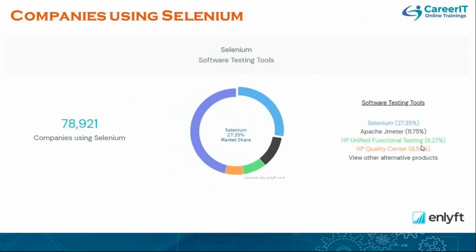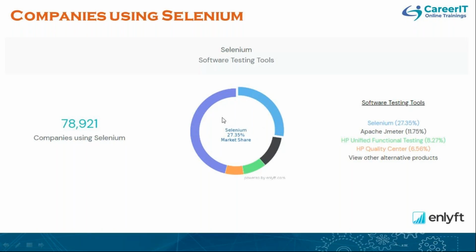Okay. And next, this is another interesting survey which was done by a company called Enlyft, guys. This tells about how many companies in the entire world are using Selenium. If you see, 78,921 companies in the world are using Selenium as part of their test automation, which is equivalent to 27.35% of the market share.